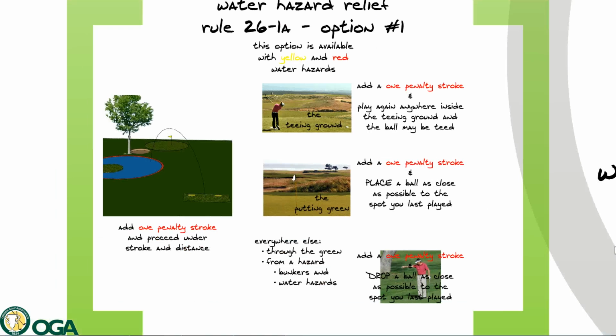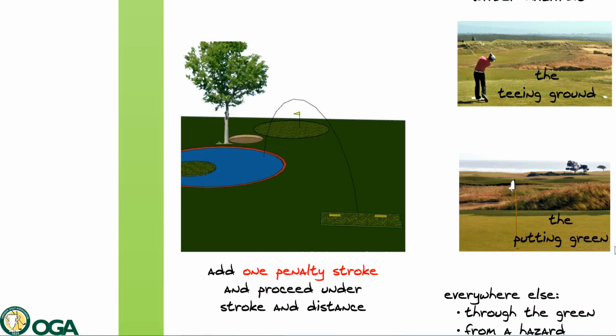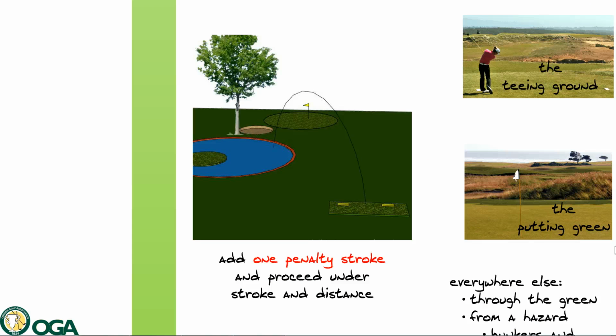Rule 26-1A is available on both yellow and red marked water hazards and allows you to play a ball under penalty of stroke and distance. This means you would need to play a ball from the spot you last played, or where you played from when you hit your ball into the hazard. How you do this depends on where your last stroke was made from.